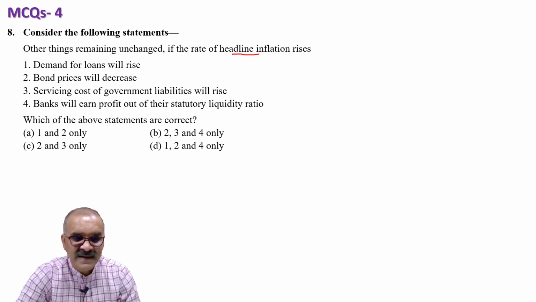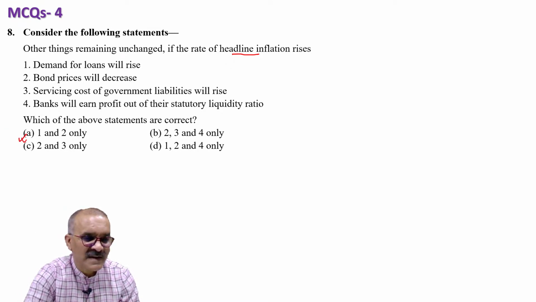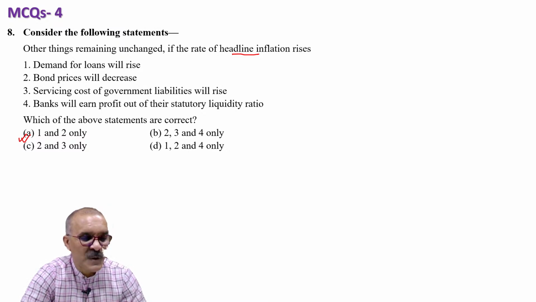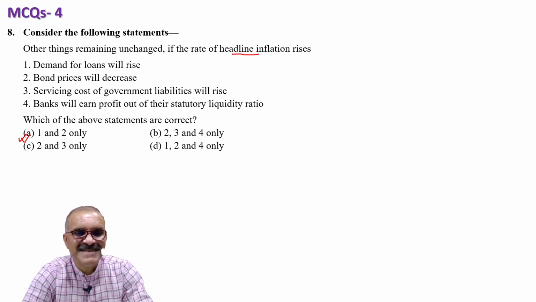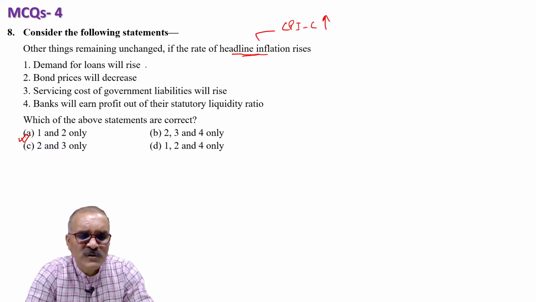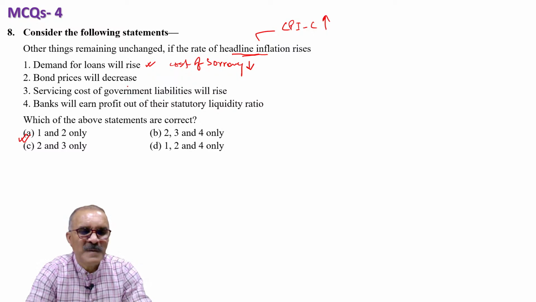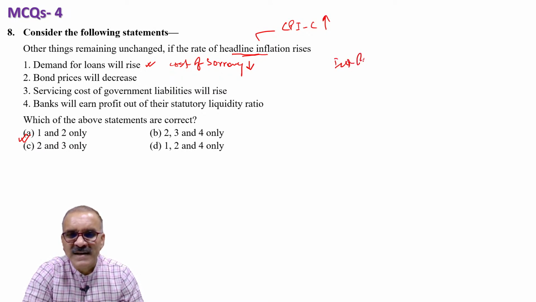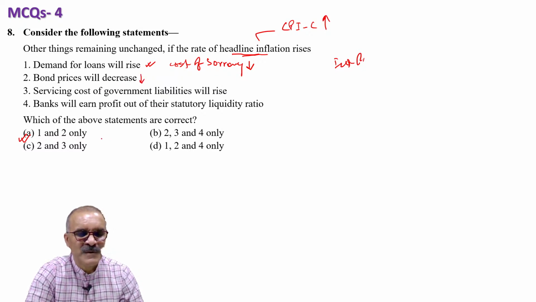The story is that its correct answer is A. Ramya is correct. Rahul thinks 1 and 3 should be the correct answer. Just see what happens when headline inflation rises. It means the CPI has gone up. So demand for loans will rise. This is correct. Do you know why? Because the real cost of borrowing goes down. Bond prices will decrease. Headline inflation rises, so interest rates will rise, so bond prices will naturally decrease. 1 and 2 are correct.